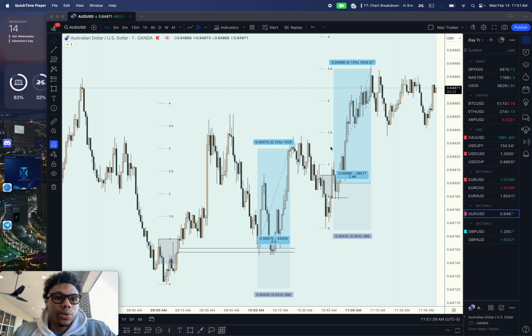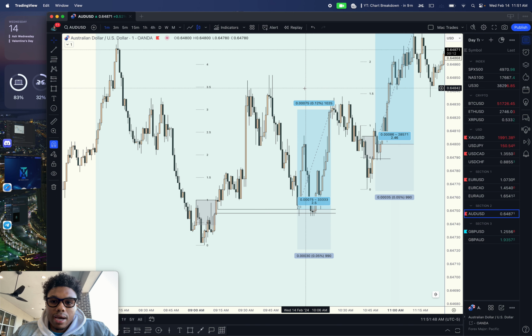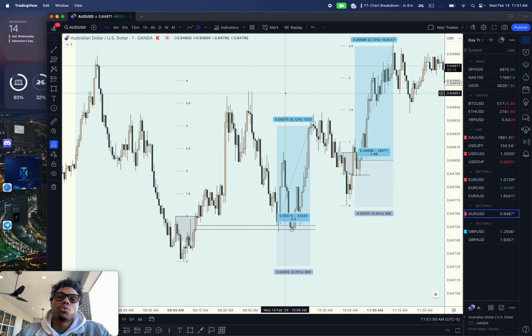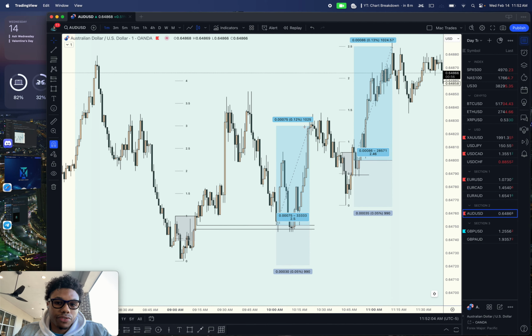So let's go ahead and get into it. We'll start out with AUD/USD. So this morning on AUD/USD, we had two trade setups, but I only took one. The second trade setup, I was in the Discord community answering questions for you guys. So I actually missed this second trade here, but was able to catch the first one.